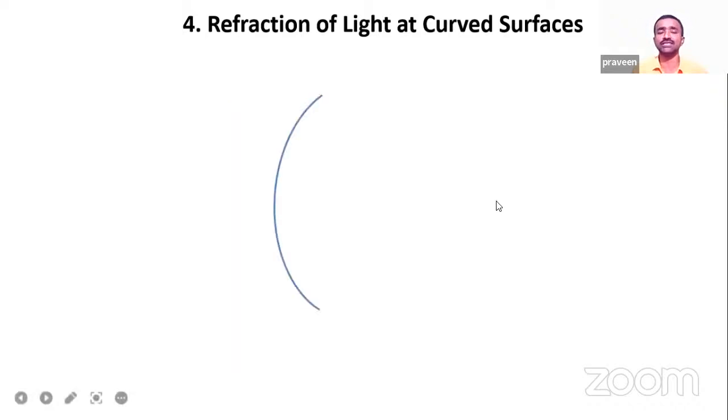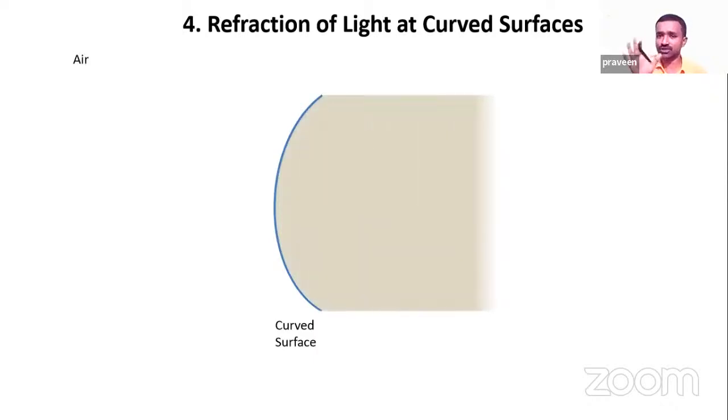The terminology is simple. On the curvature, you identify one midpoint. But before that, let me complete what a curved surface and the mediums are. The convex surface side, the bulged out side, is the rarer medium. Inside, the shaded portion, in a different color, is water, the denser medium.